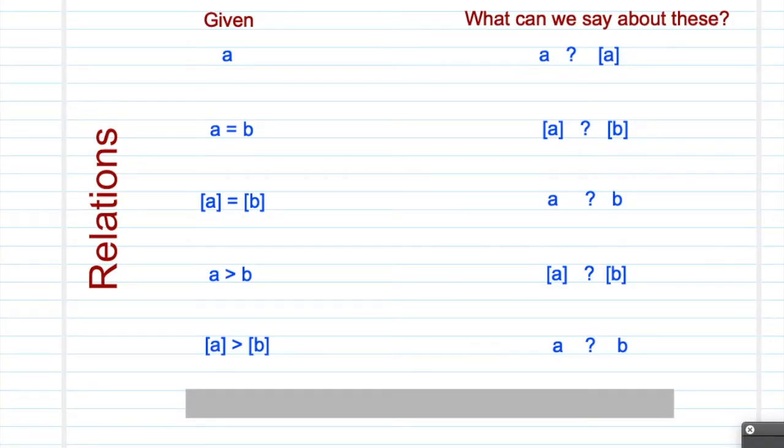Hello everyone. Today we will look at some of the relations of greatest integer function. On the whiteboard you can see two columns. The first column tells us the information that is given to us, and in the second column we have to figure out what is the relation between the two terms. Basically we have to replace the question mark with the proper relation.